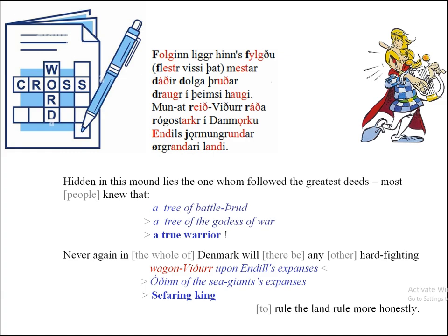Again from the beginning. Hidden in this mound lies the one who followed the greatest deeds. Most people knew that, a true warrior. Never again in the whole of Denmark will any other hard-fighting seafaring king rule the land more honestly.